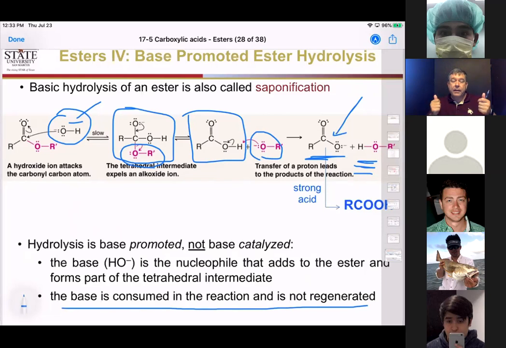All right, that is esters and all the different reactions we have with esters and what's driving those. Any questions on that before I move on to our last section, which is amides and nitriles?